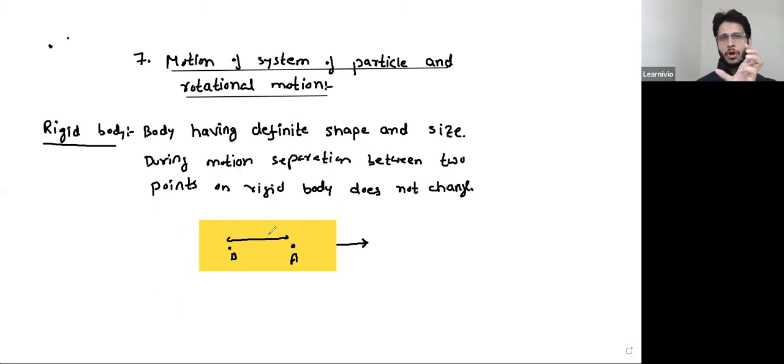If I take a solid block of iron and I mark 2 points over the block, during the motion of the body, the separation between those 2 points will not change. So you can say this is an example of a rigid body. But instead of that iron, if I give you water, and somehow I mark 2 points on the surface of water, when the water flows, the separation between the points will change. So you can't consider water as a rigid body. So that's rigid body. In this chapter, we will study rigid body as well as system of particles.